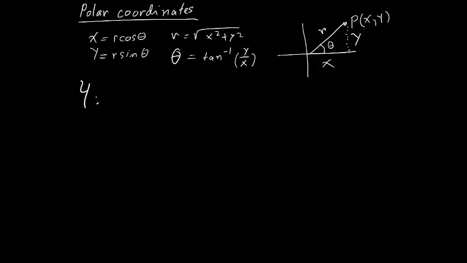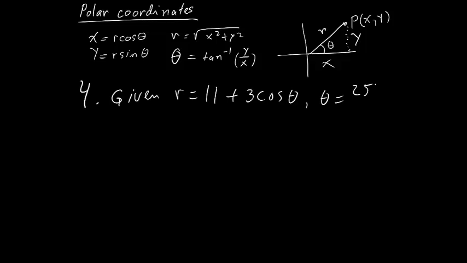In number 4 we have a point, but it's given in a different way. It says that given r equals 11 plus 3 cosine theta, and your theta is 25 pi over 22. Okay, so they are asking find the polar coordinate r.